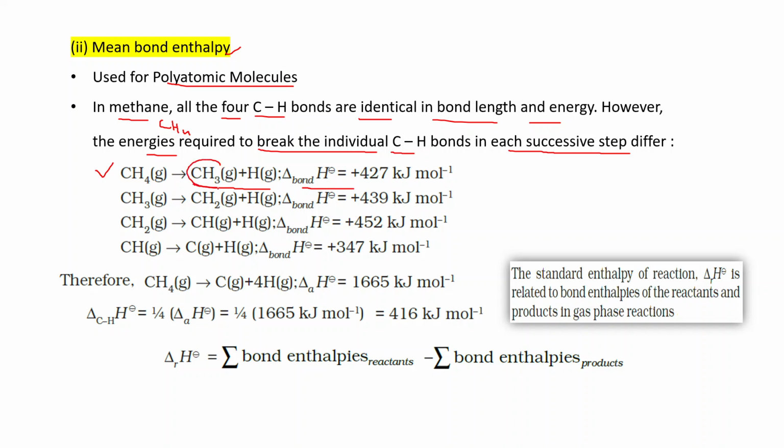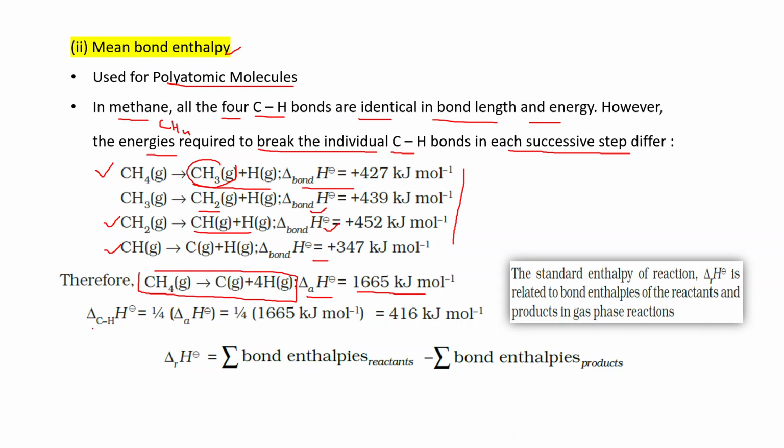Now from this CH3, if another carbon-hydrogen bond is broken, we will get this one, and this is the bond enthalpy. In the same way, from CH2 we will get this one, this is the bond enthalpy, and the last one is this. Now in each step the carbon-hydrogen bond enthalpy is different. That's why in this case we will take the average of these. Therefore, for this overall equation, if you find the enthalpy of atomization, add all these things. This is 1665 kilojoule per mole.